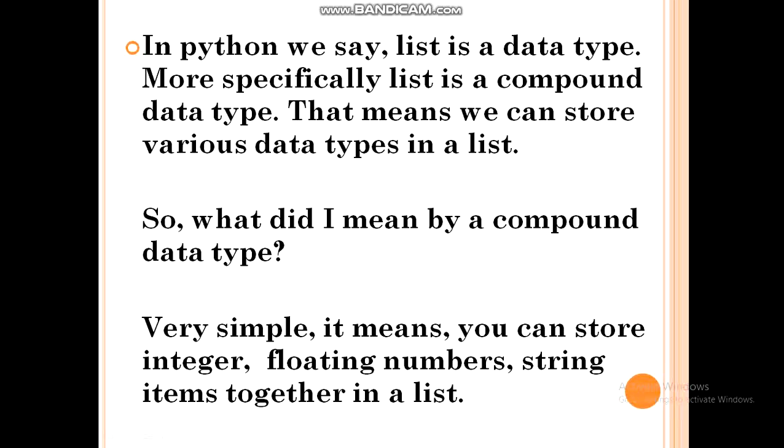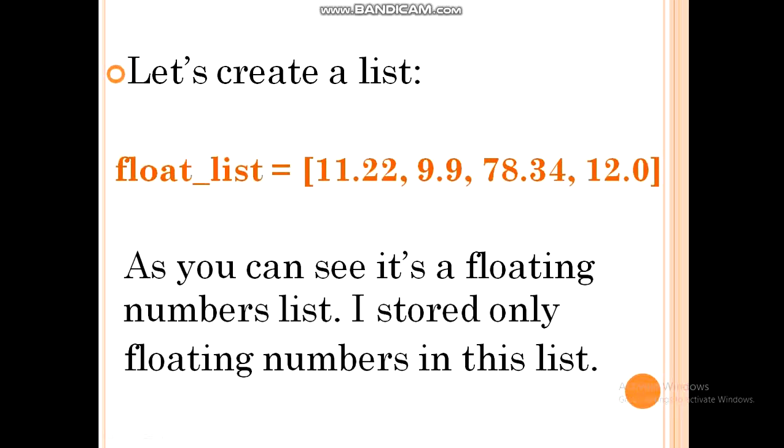So, what did I mean by a compound data type? Very simple. It means you can store integer, floating numbers, string items together in a list. Let's create a list. As you can see, it's a floating numbers list. I stored only floating numbers in this list. As you can see, creating a list is very simple. What you have to do is keep your items inside brackets and separate them by commas.